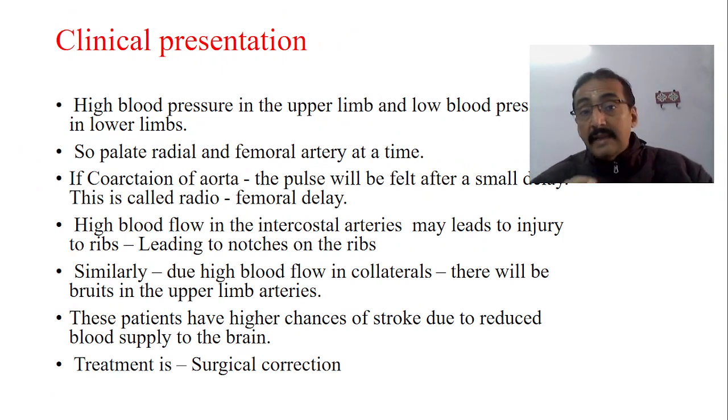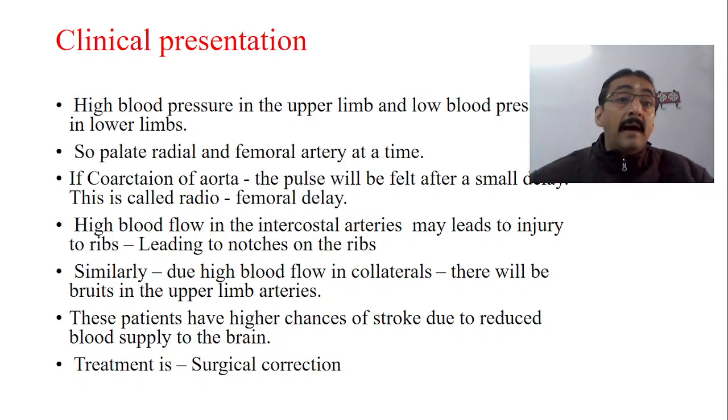This gives high blood pressure in the upper limb and low blood pressure in the lower limbs. Because blood is not coming down at all, there will be low blood pressure in the lower limb. If you take the blood pressure in the femoral area, it is very low, whereas if you take the brachial artery pressure, it is higher. High blood pressure in the upper limb and low blood pressure in the lower limbs.